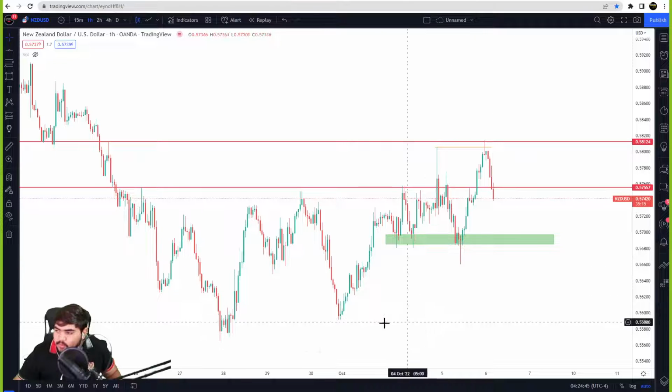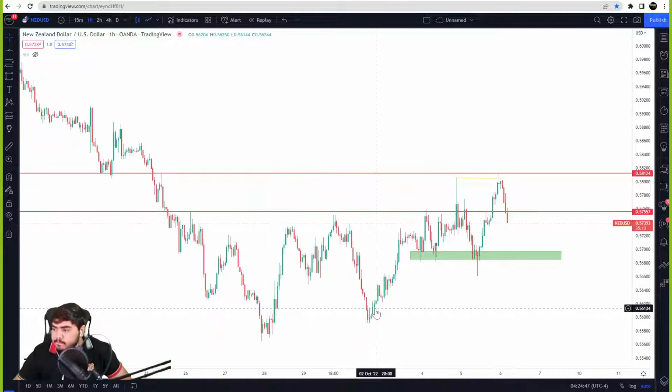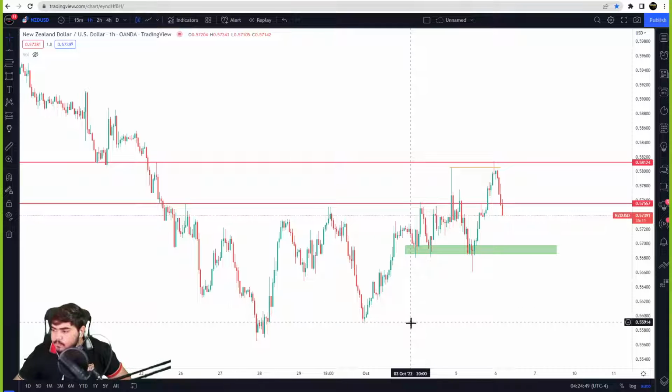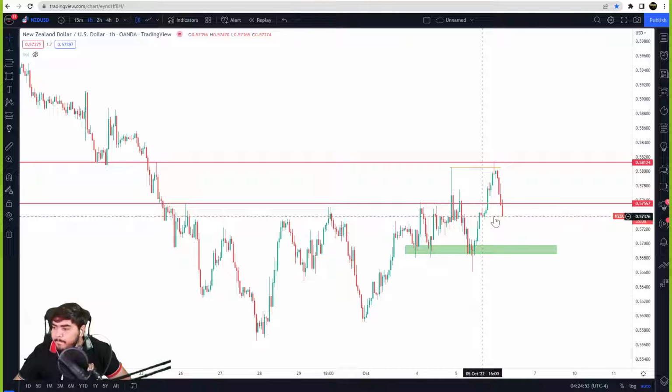Definitely, we should pay attention. What I can see is that price may push upward from the current level.